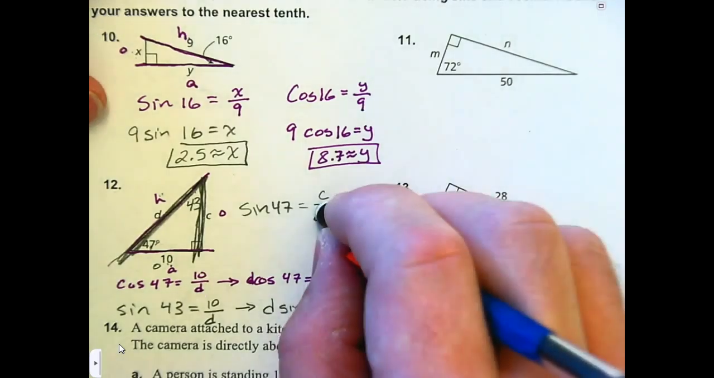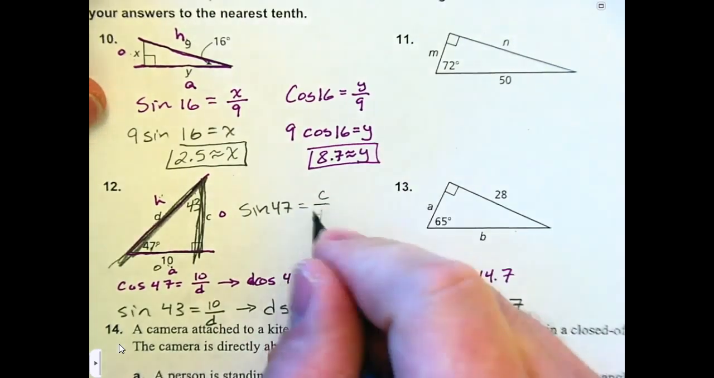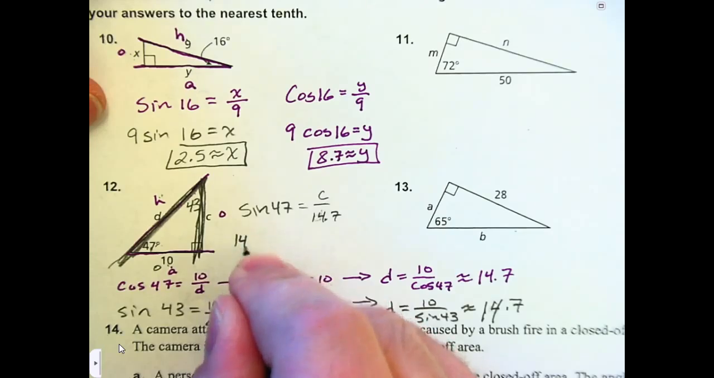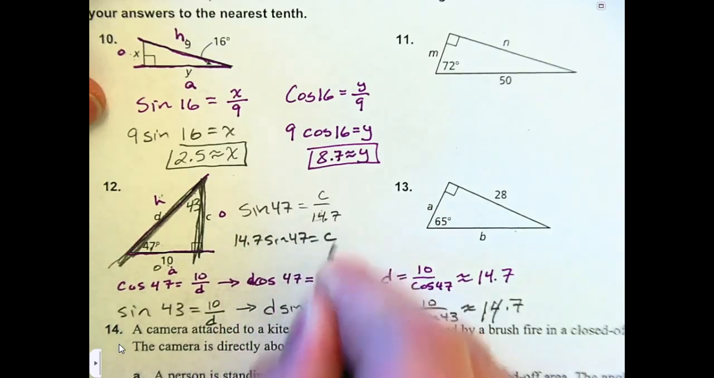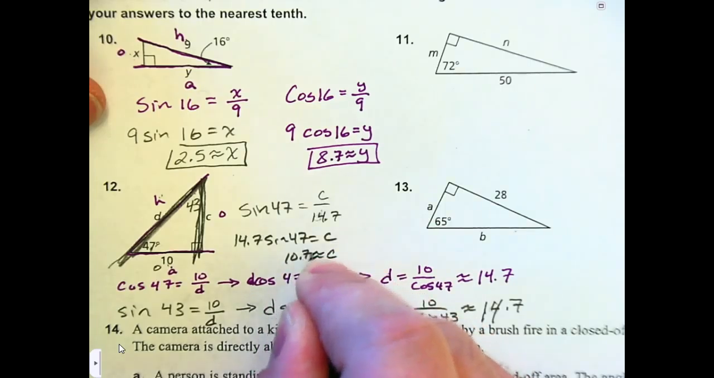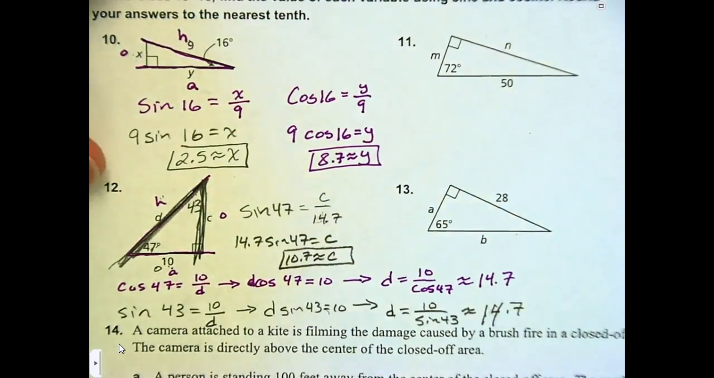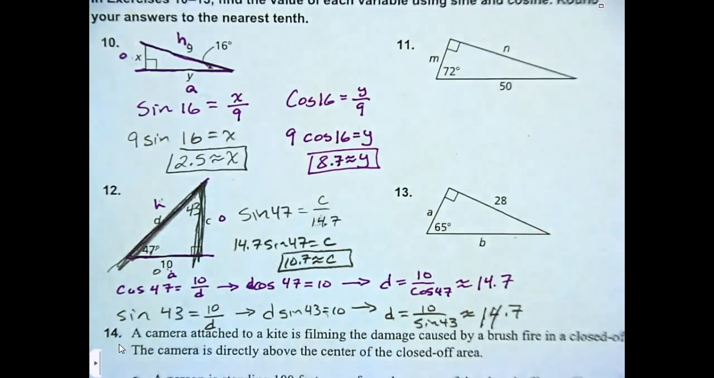Okay. So we could replace D with a value now, right? Yeah. We call it 14.7. So we get 14.7 sine 47 equals C. Good. So C is 10.7. Sorry, Maddie, that's where the 10.7 came from. I was looking at my sheet. Good. All right. Any questions there?